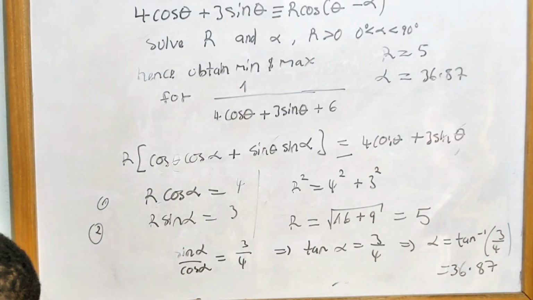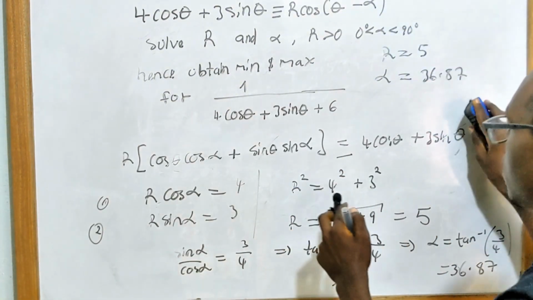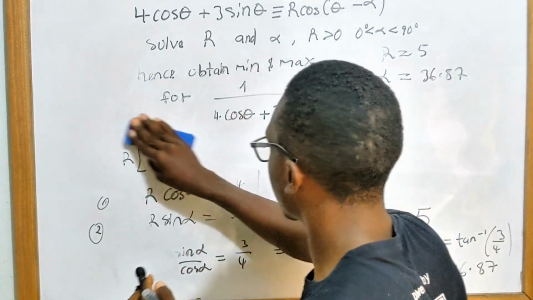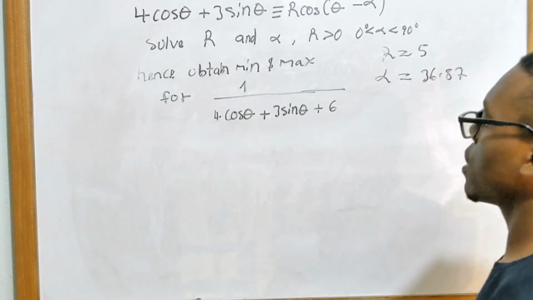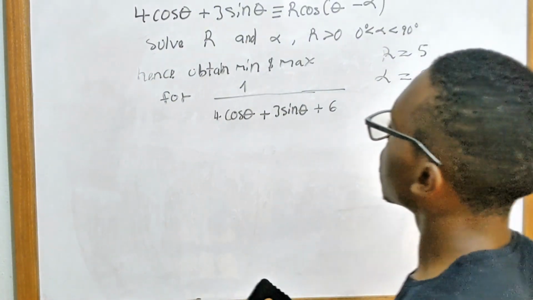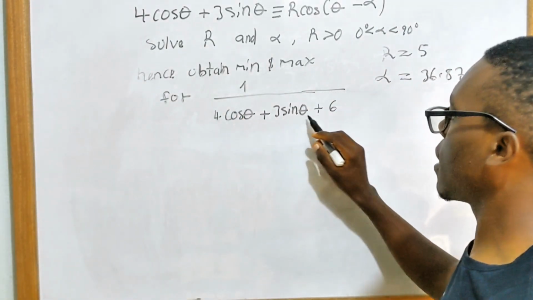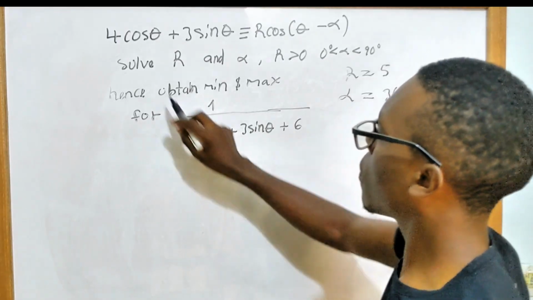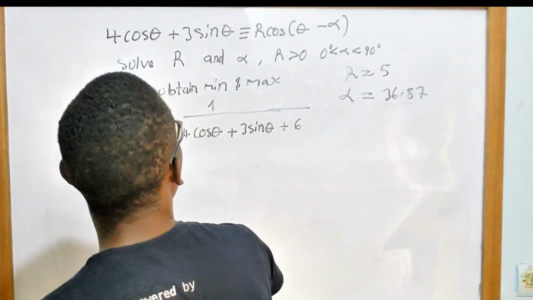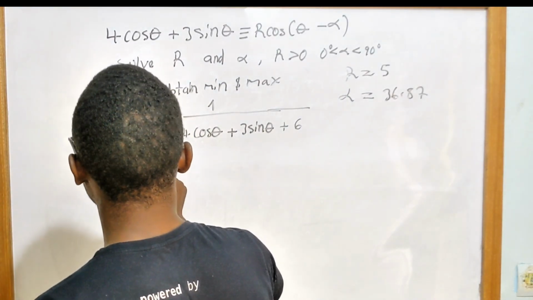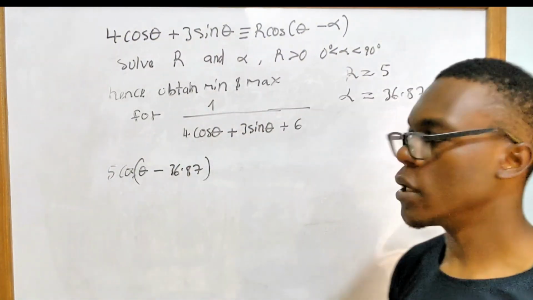Okay, put this one aside. We're done with this section, so you can erase here. The next question says: hence, obtain the maximum and minimum values of 4 cos theta plus 3 sin theta plus 6. 4 cos theta plus 3 sin theta is equivalent to r cos(theta minus alpha). What is our r? 5 cos(theta minus 36.87) is equivalent to this.